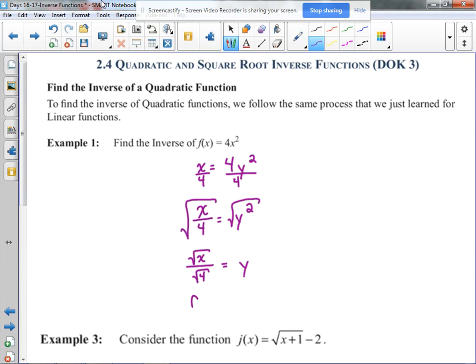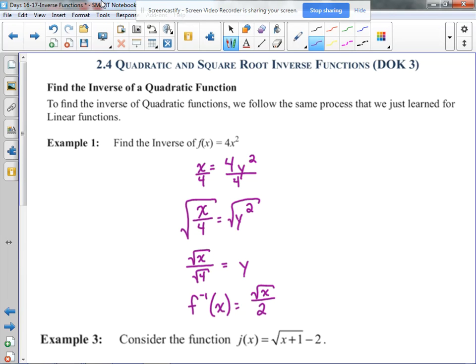Okay, I'm going to go ahead and throw my inverse notation in there. So f inverse of x is equal to the square root of x over 4. What is the square root of 4? 2. If you can simplify that, you go ahead and simplify. The square root of 4 is 2. If it were not a perfect square, like 5 or 8 or something like that, you would leave it under that square root. But if it's a perfect square, go ahead and work it out.